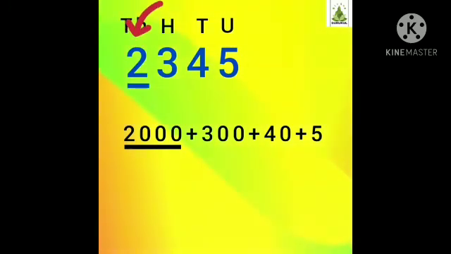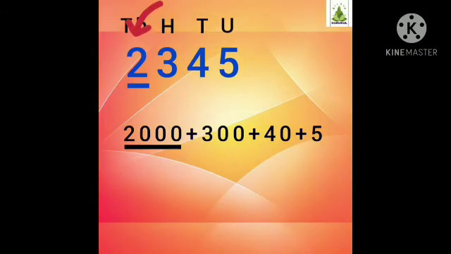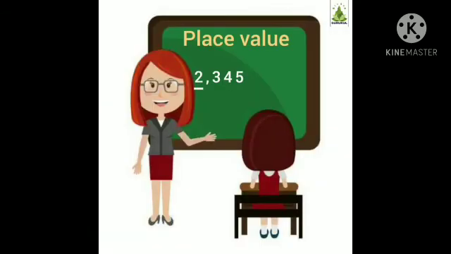2345. Here 2 is underlined and 2 stands in the thousands place. So how we write 2000? 2000. So what is the place value of 2? I understood. 2's value is 2000.